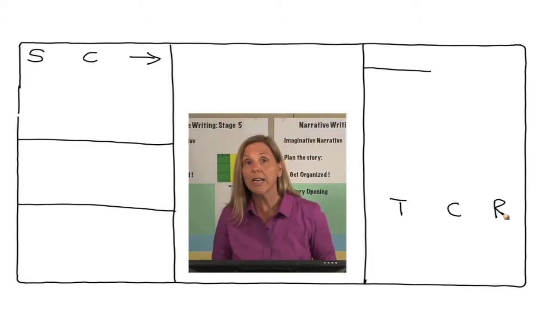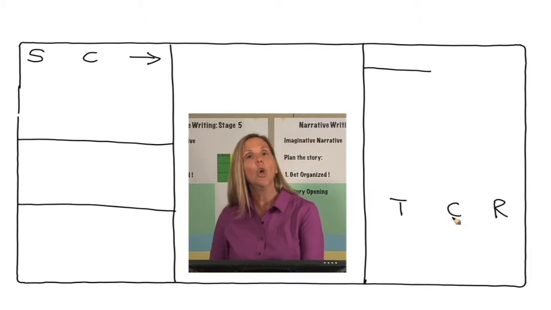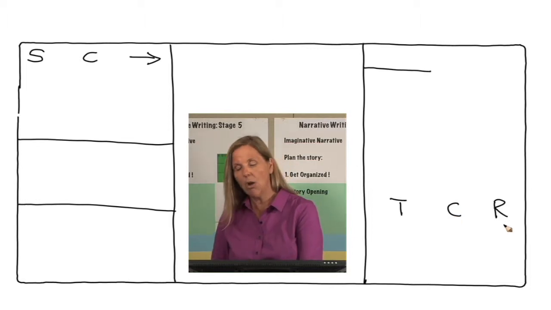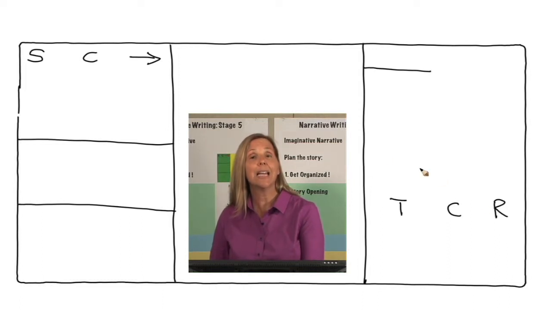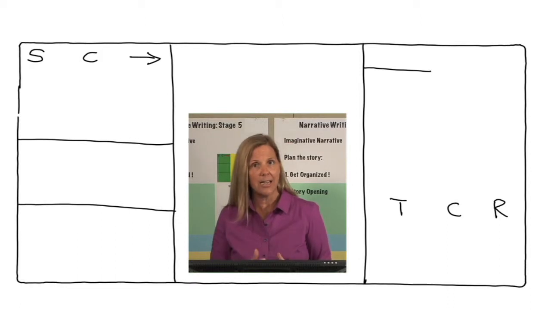Transition. This is a transition for a reflection, the last sentence of a story. Character. Who is the story mostly about? R is for reflection. What did the character at the end of the story feel, think, or wish after this event happened to the character? We have our organizer completely labeled.